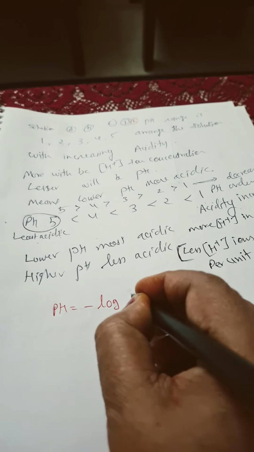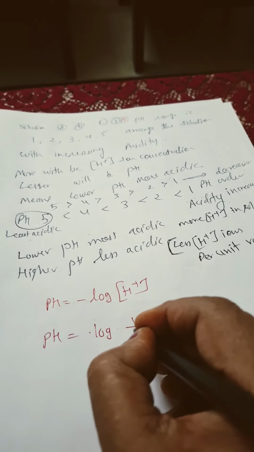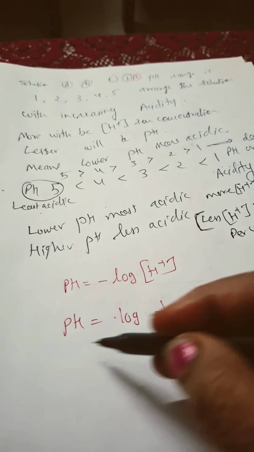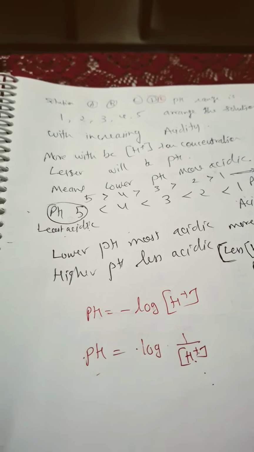Okay, why? Because pH is equal to minus log of H ion concentration, right? Or we can write it like this: pH is equal to log of 1 upon H positive. We can write it like this also. Both of them are correct. So they are inversely related, meaning if H is increased, pH will decrease.